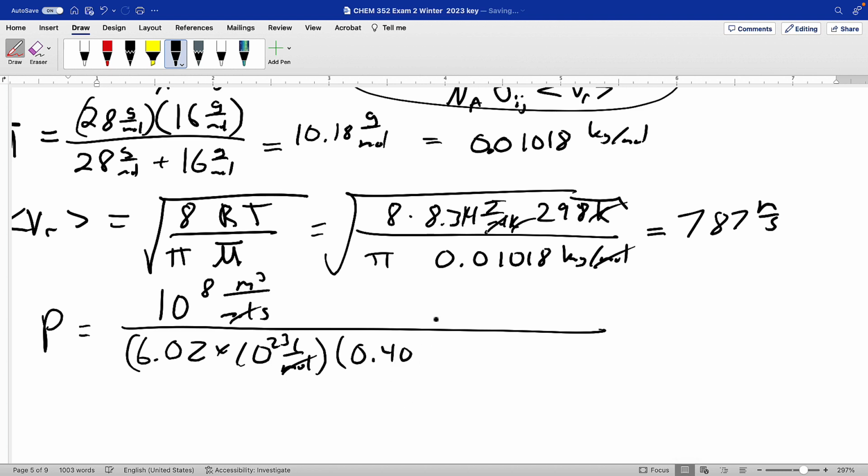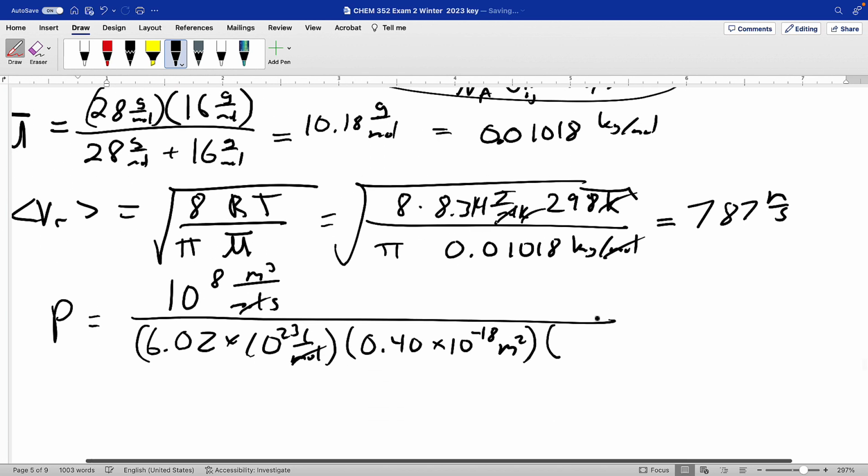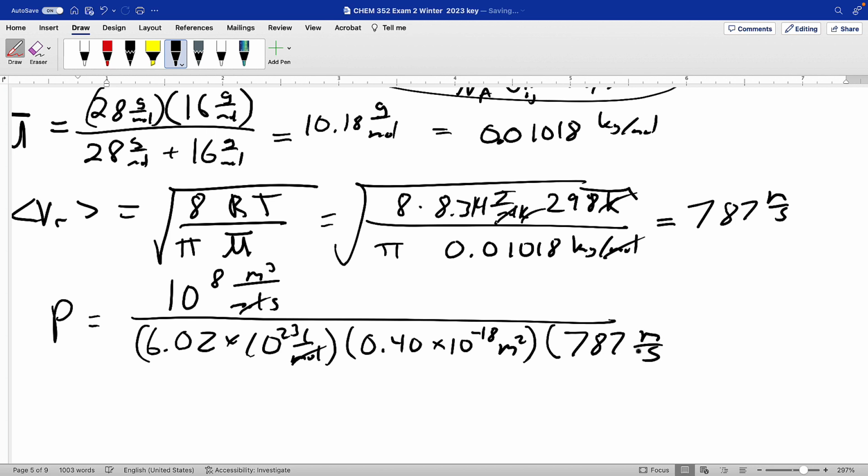So of course we want to put that into SI units. So it's 10 negative 9 squared. So it's 10 negative 18 meters squared. And the last bit of our equation that we're using up here is we need our speed. So we've got 787 meters per second.